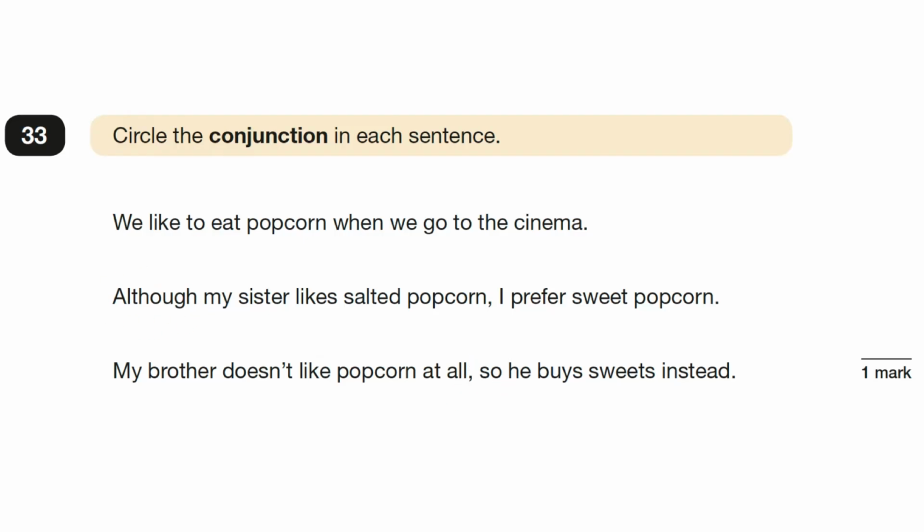We would circle this. So we've got when, we've got although, and we've got so. And again, subordinating conjunction, coordinating conjunction. We don't need to overthink these sentences. We're going to read through them, of course, but very safe questions. And again, we need to get all three of these to be able to get the 1 mark.